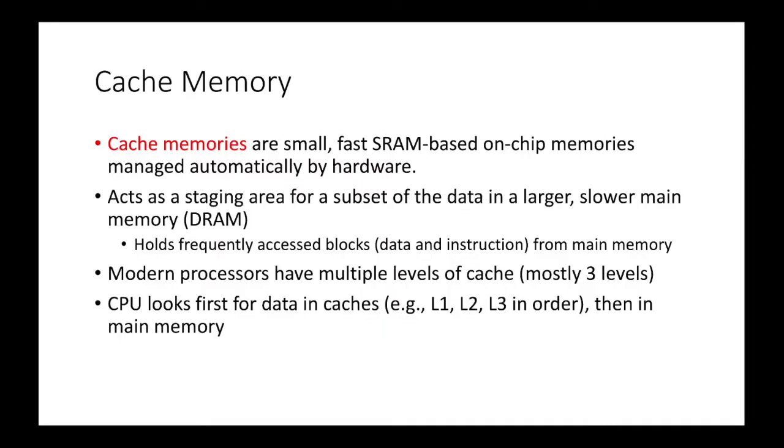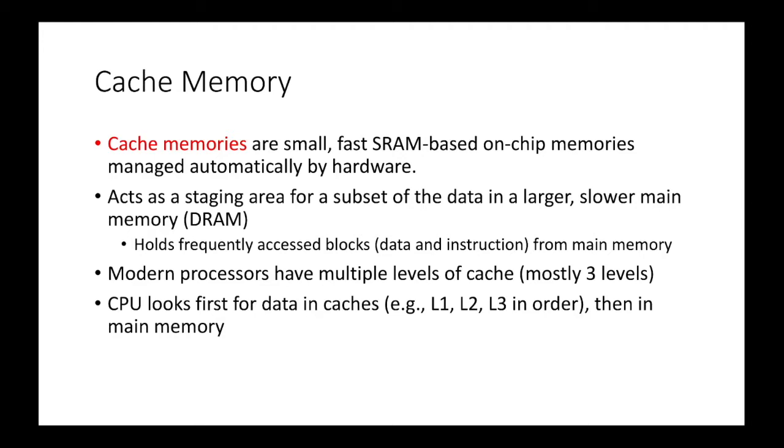Cache memories are small, fast, SRAM-based on-chip memories managed automatically by hardware, and they act as a staging area for a subset of data in a larger, slower main memory. During program execution, they hold frequently accessed blocks from main memory.